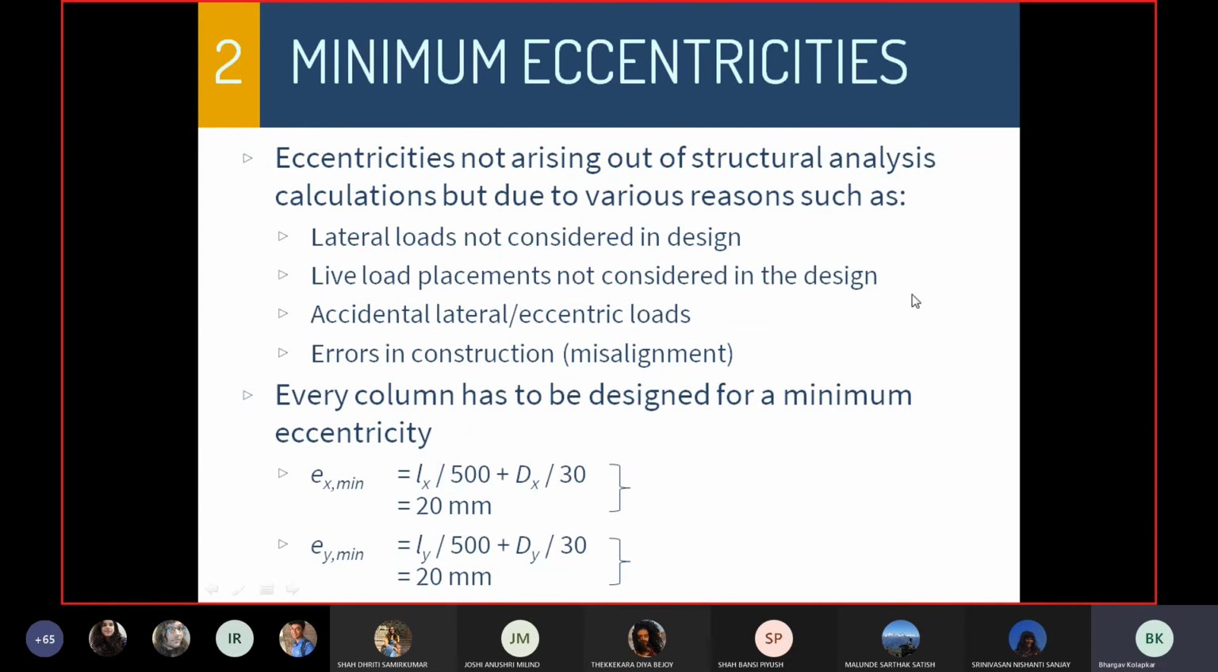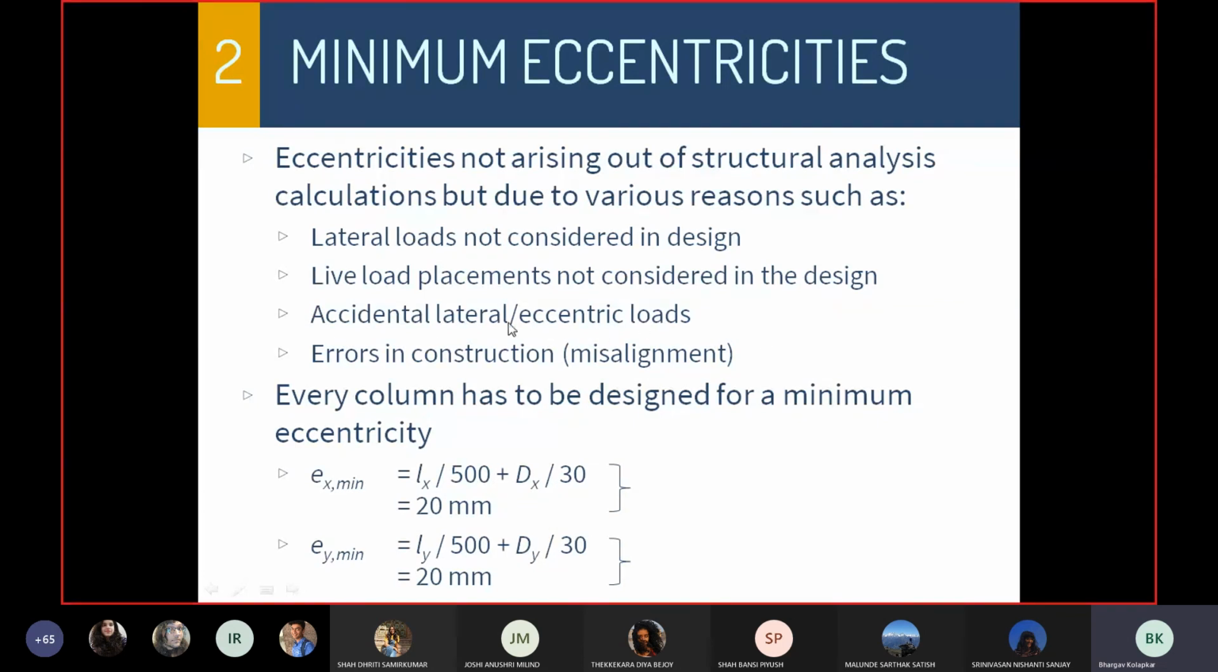For example, consider that you have three adjoining classrooms, and you have a column in between two classrooms. So you can see that all the spans in all the directions are the same, and my column will be subject to axial load only and not moment. But what if there's a class taking place only in one of the classes, and the other room is vacant? At that time, you have live load only on one side and there's no live load on the other side. Because of that, there's going to be a differential moment. So live load placements, if not considered in the design, can produce moment.